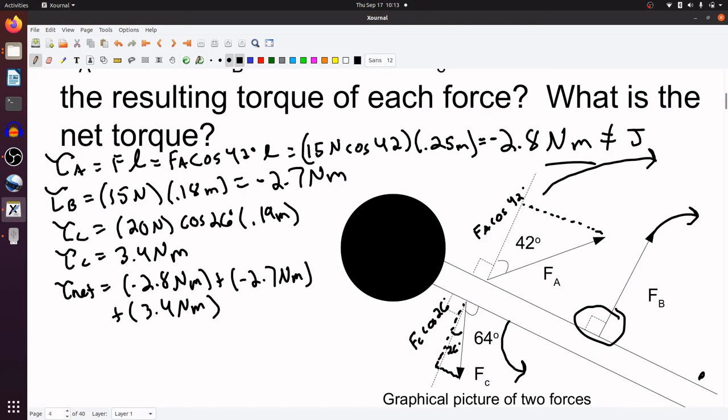And I could do this in my head, but I've learned that I make mistakes sometimes when I do that. So I'm just going to put it in the calculator. So negative 2.8, negative 2.7, and plus the 3.4 is going to give me a negative 2.1 net torque.